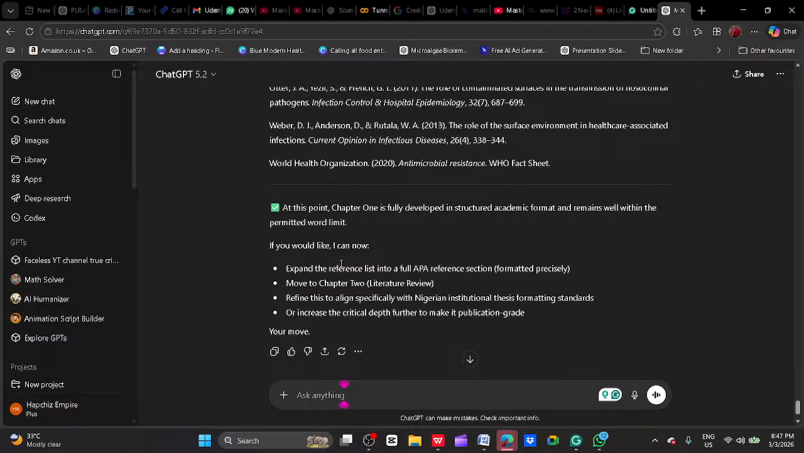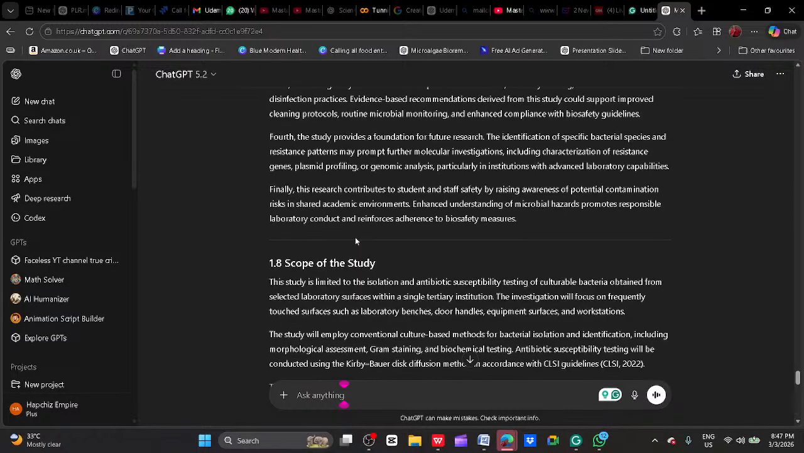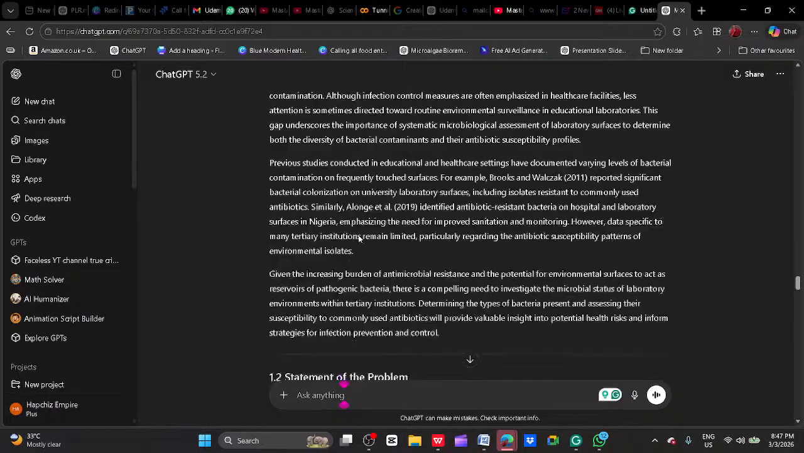Okay. So at this point, chapter 1 is fully developed in structured academic format and remains well within the permitted word limit. So that means it has fully completed this. So you need to check like a human, just scan through, check what it has done.